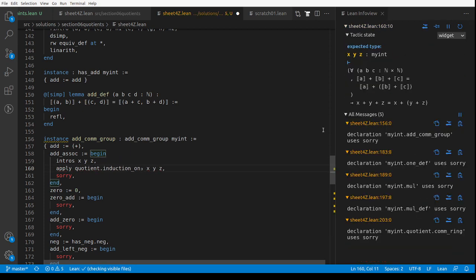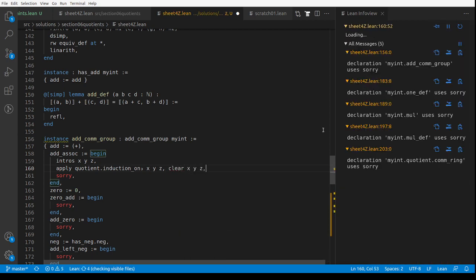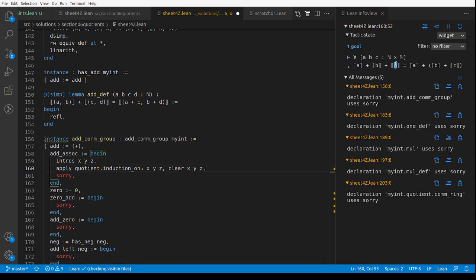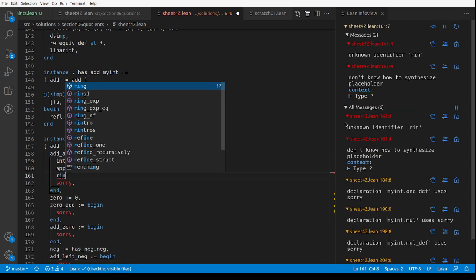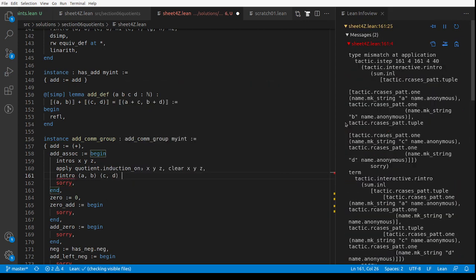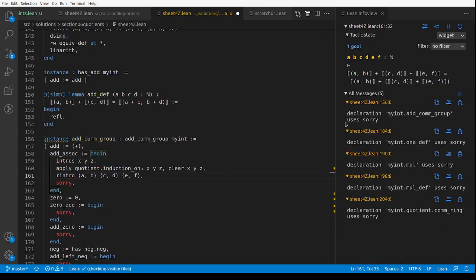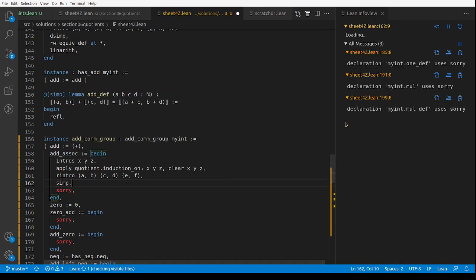Let's try applying it. That's worked, and now we don't need them anymore. So now we've got questions about naturals cross naturals. So now this is going to be rintro. Let's see what it says. A, B, C, D. We need 3 of them, I guess, for associativity. E, F, and now let's see how far the simplifier gets.